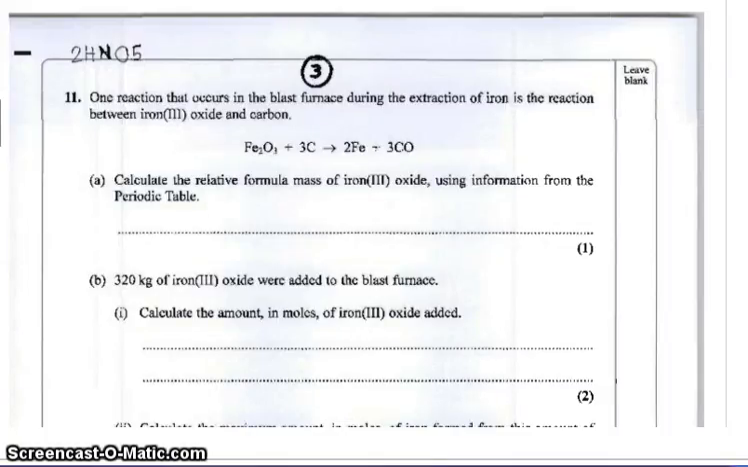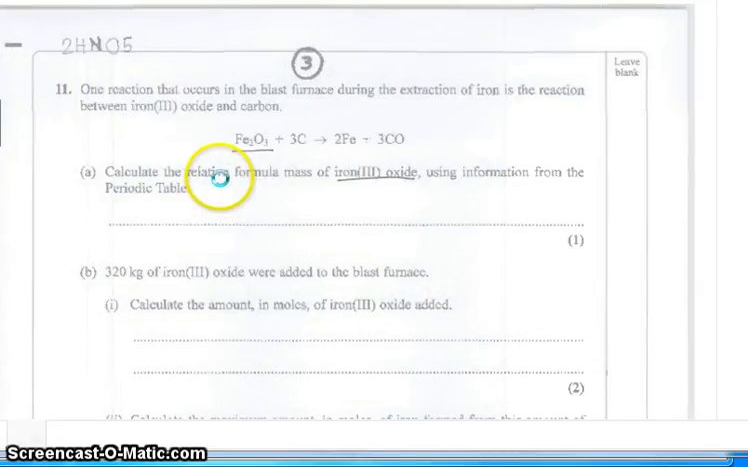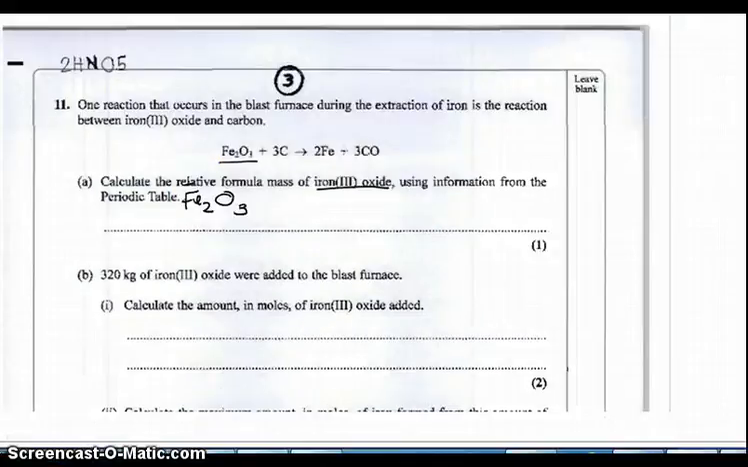So one reaction that occurs in the blast furnace during the extraction of iron is the reaction between iron 3 oxide and carbon. So calculate the relative formula mass of iron 3 oxide using the information from the periodic table. So above in the equation you can find the formula of iron 3 oxide, and it is Fe2O3.